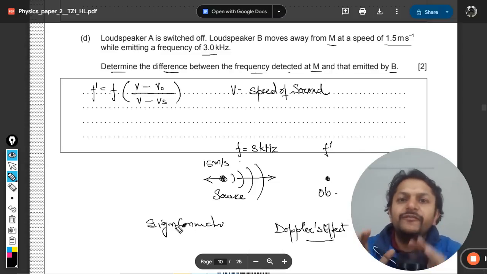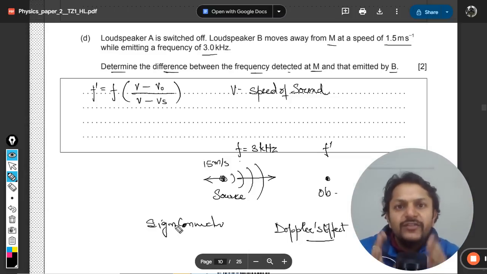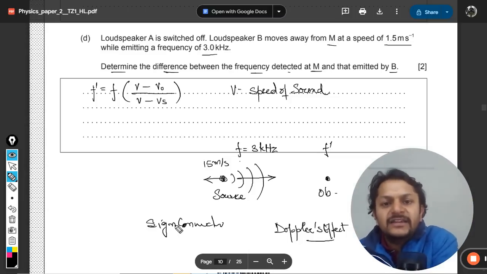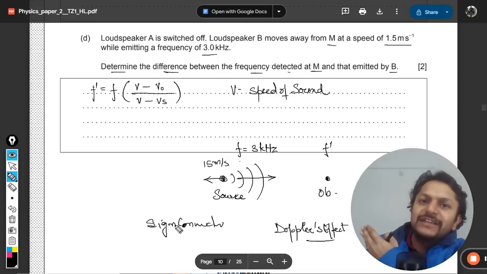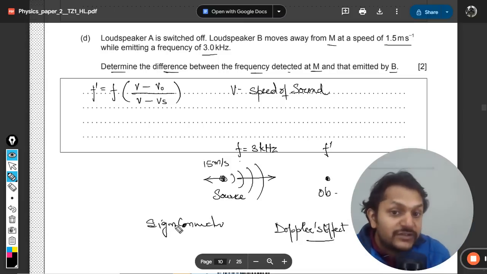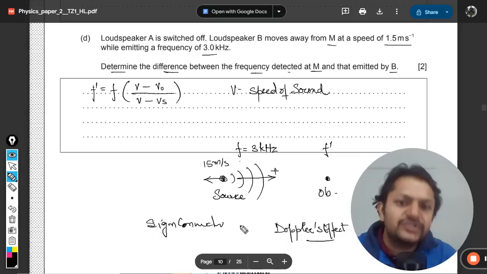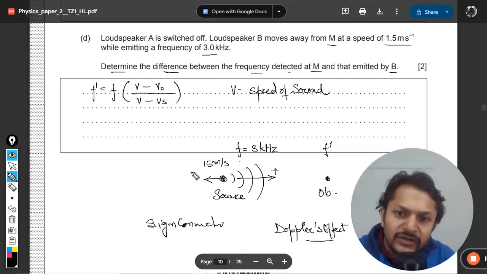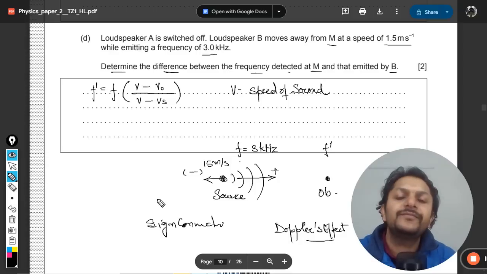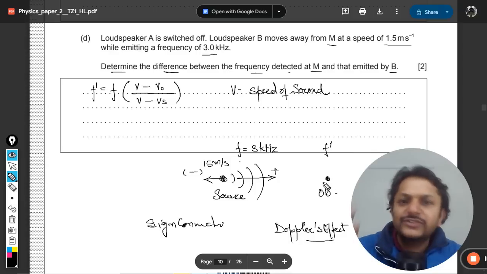Obviously, sound is traveling from the source to the observer. If the observer was on the back side, the sound would be moving to the left hand side. But in this case, sound is going towards the right hand side. So this direction is chosen to be positive. So this velocity will be taken as negative. And the observer is not moving.